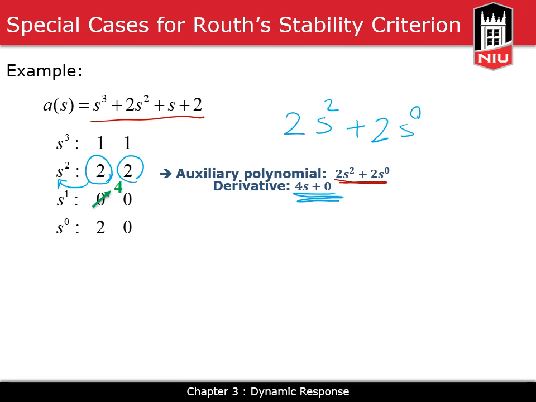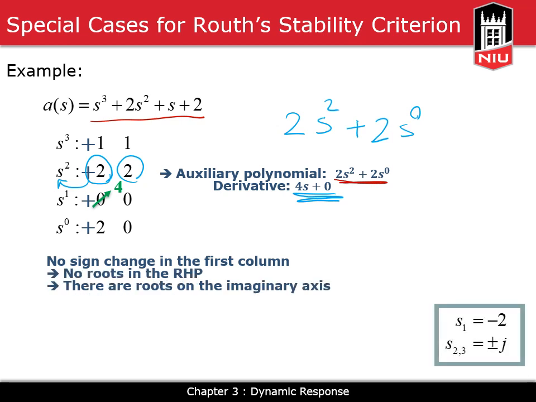And now that the table is complete, we will look at the first column to find out if there are any sign changes. There are no sign changes in the first column. That means there is no pole in the right half plane. But because we got a row of zeros, we also know something extra about this system. That is, there are poles that are lying radially opposite to the origin. So the only case that this could happen, and still there are no poles in the right half plane, is if we have two poles on the j omega axis and radially opposite from each other.